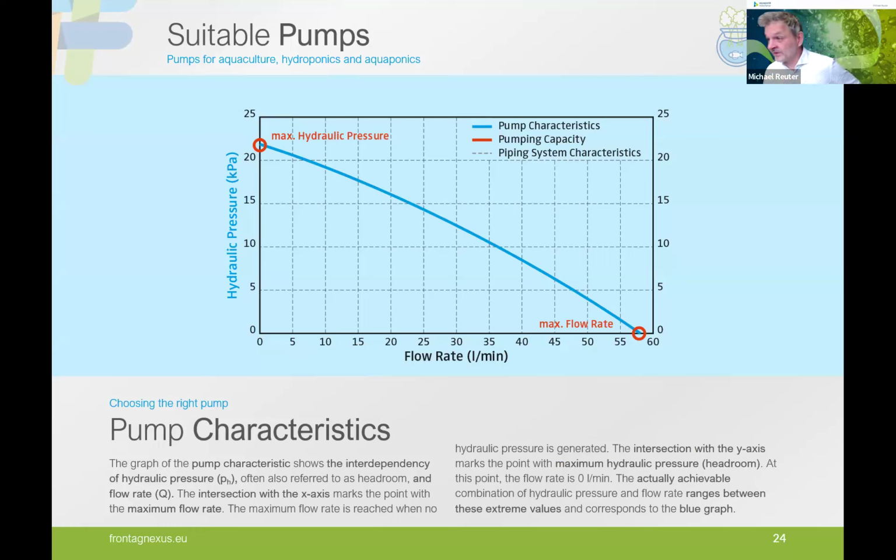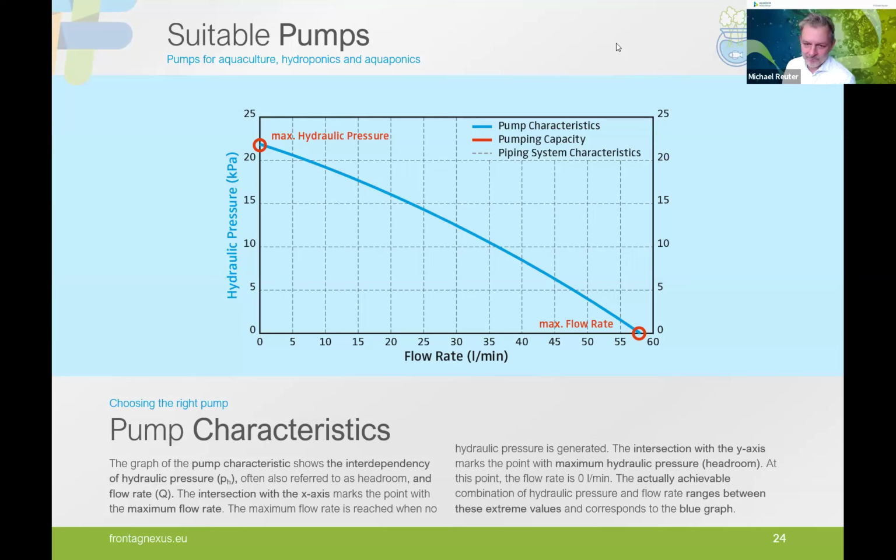And what is happening in reality between these maxima that are given in the data sheet of a pump? One maximum is the maximum hydraulic pressure, which in our example was 22 kilopascal. If we want to deliver this pressure with a pump, it will have a flow rate of 0. And the other extreme, the maximum flow rate, was given as 58 liters per minute. We would have a pump pressure of 0. So this would just be water running, pumped out directly from the nozzle of the pump.